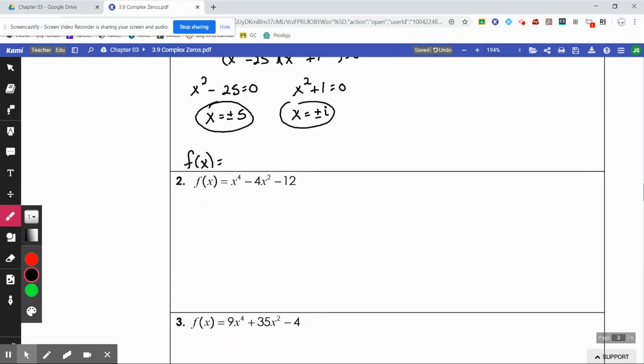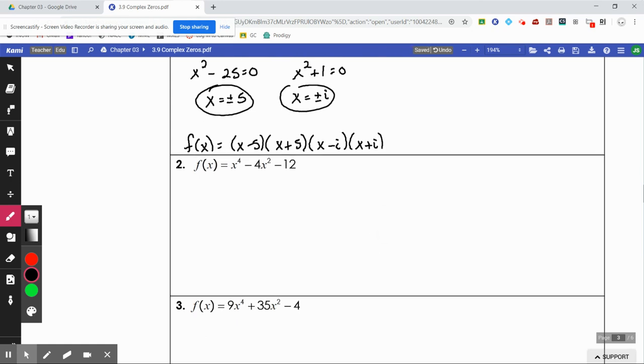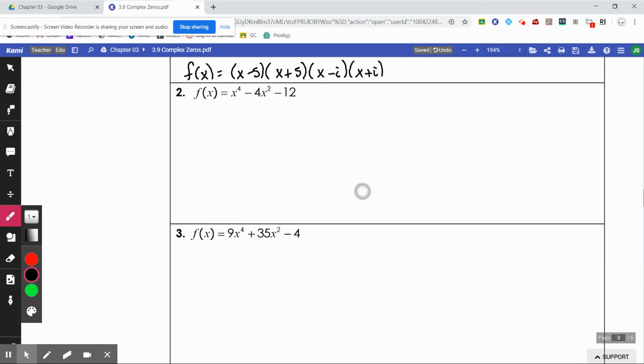We know that this function can be written as, our roots are 5, so therefore x minus 5 is a factor. Our root is negative 5, so that means that x plus 5 has to be a factor. Our next root is positive i. That means that x minus i is a factor, and negative i means that x plus i has to be a factor. So that's your complete factored form. All those are now linear factors.